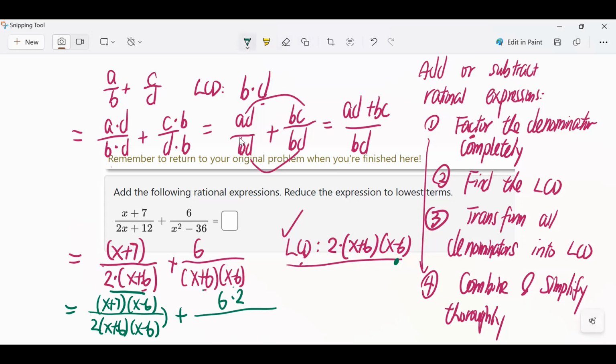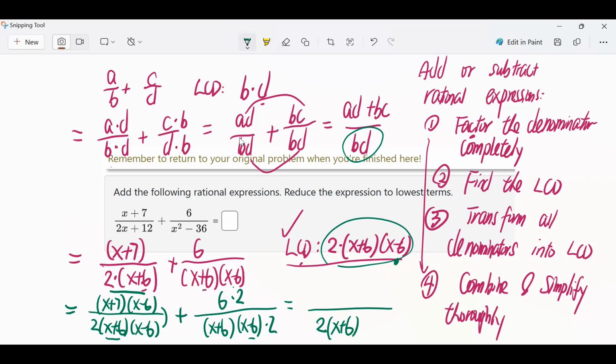6 times 2 on top, then x plus 6, x minus 6 times 3. Now they are the same denominator, right? Exact same. So we're gonna keep the same denominator, which is this. X plus 6, x minus 6. On the top, we're gonna simplify. So x plus 7, x minus 6, and adding 12, right? So we're gonna distribute it, FOIL this, combine like terms.